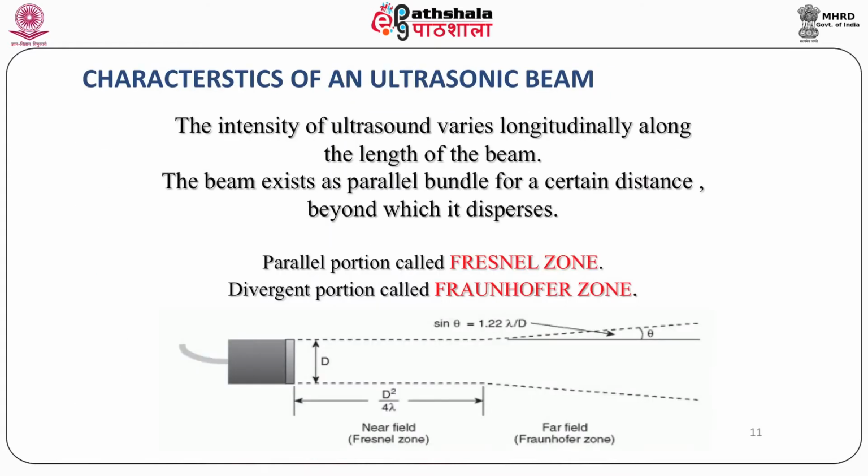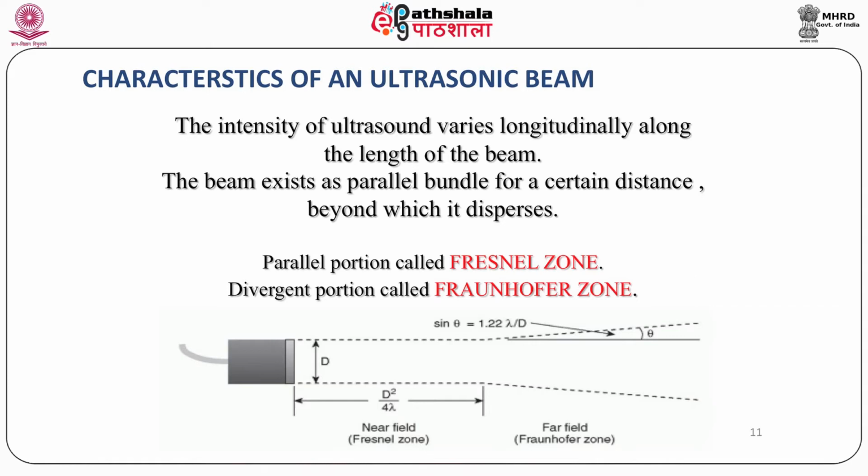The intensity of sound wave varies longitudinally along the length of the beam. The beam acts as a parallel bundle for a certain distance, beyond which it disperses. The parallel component is called the near zone or Fresnel zone. The divergent portion of the sound wave beyond a certain limit is called the Fraunhofer zone.